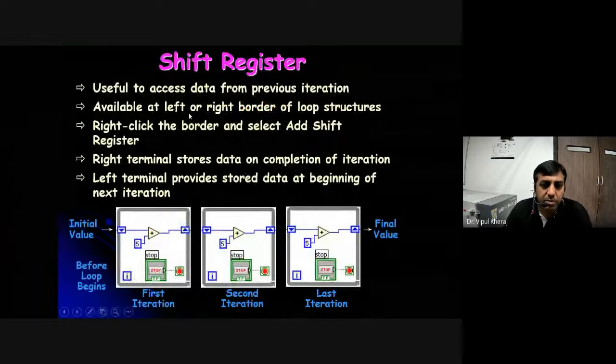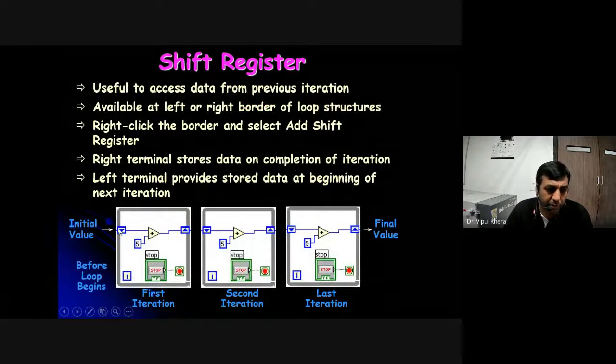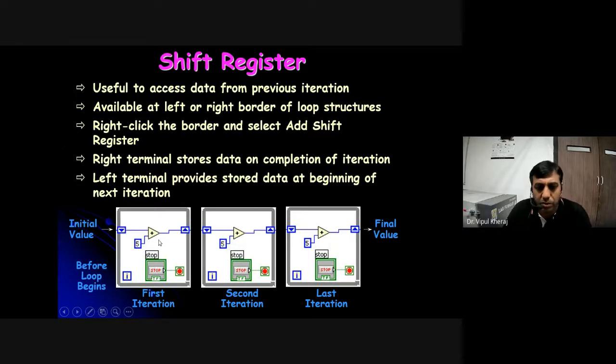Okay. Sometimes you also want to send an initial value to the loop, which can be fed from here. And then every iteration, the value of this iteration will be passed on to the next iteration and will be available from the left hand side. So, we saw this shift register. This is a useful feature for passing on the value to next iterations in loops, right?